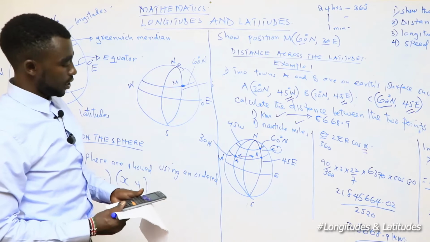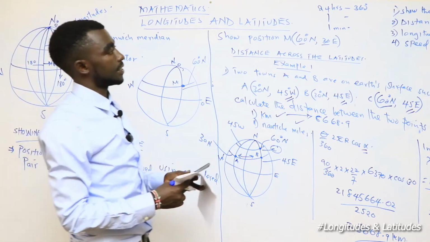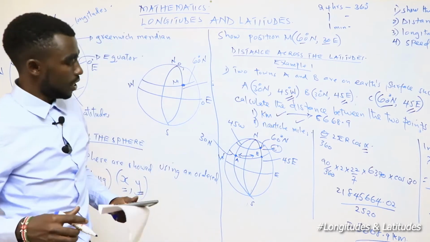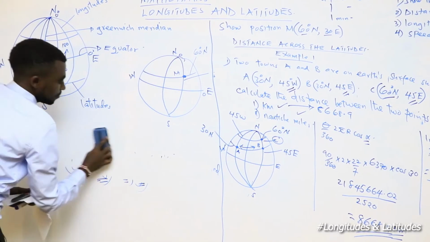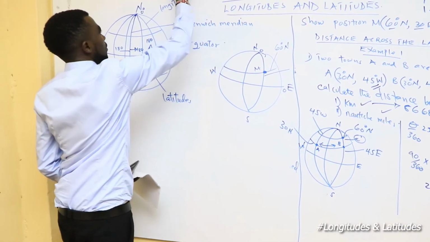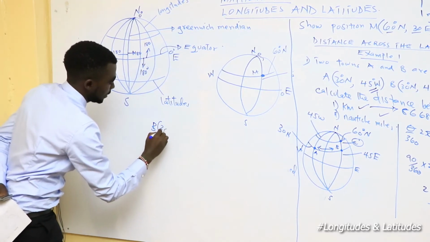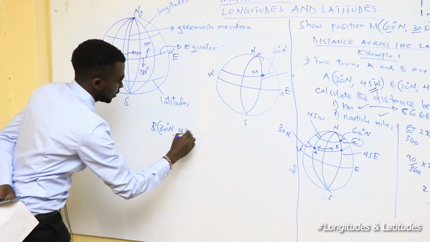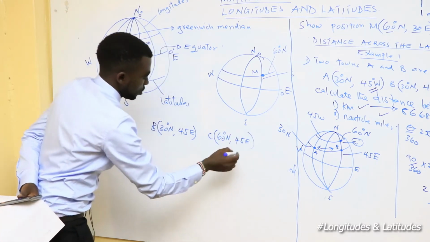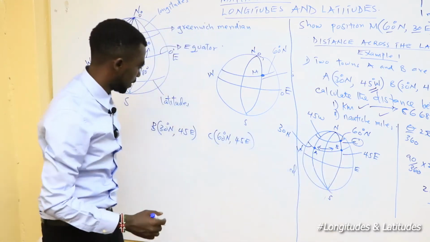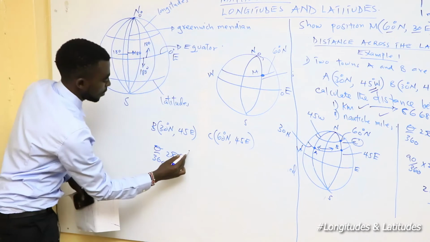Now, suppose you get the distance between B and C. What we did here was the distance across the latitude. We need to get now the distance along the longitudes. And the formula we use for that, let's create some space. All right, so suppose we get the distance between B, which is 30 degrees north, 45 degrees east, and C, which is 60 degrees north and 45 degrees east. So these two positions lie in the same longitudes, and the distance along the longitudes, we say it is theta over 360 times 2 pi r. So this is the formula along the longitude.